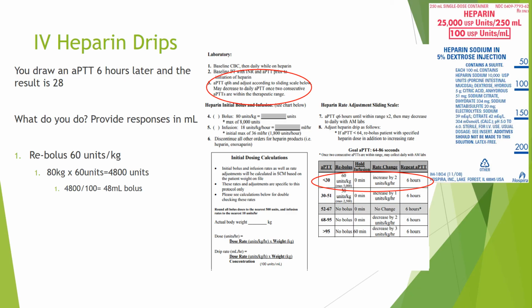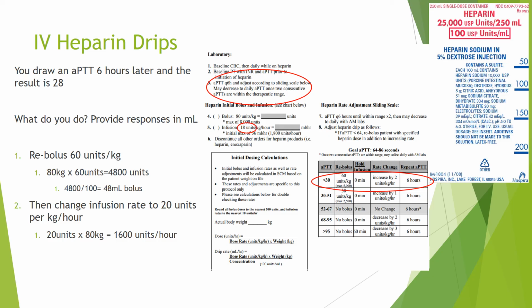So now that we've checked our math with another nurse and administered the bolus, we need to see what our maintenance rate will be. Our protocol says to increase the rate by 2 units per kilogram per hour. So since our starting rate was 18 units per kilogram per hour, we now increase that 18 to 20 units per kilo per hour. So we multiply 20 units by 80 kilograms and we get 1,600 units per hour. And again, we divide this number by 100 to take into consideration the concentration of heparin in the bag, and we get 1,600 divided by 100, which is 16 milliliters an hour.